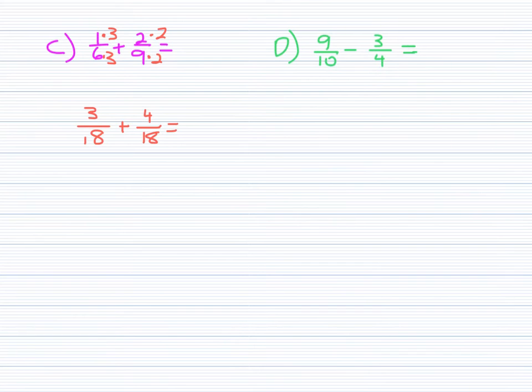Now when I add those together, I know my denominator is going to be 18, I know my numerator is going to be 7. And I have my answer. I can't simplify that. 7's a prime number. I know 7 doesn't go into 18, so that's my final answer.